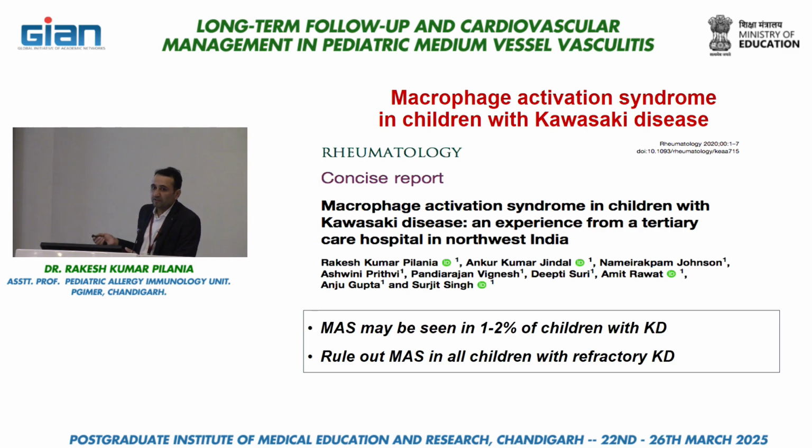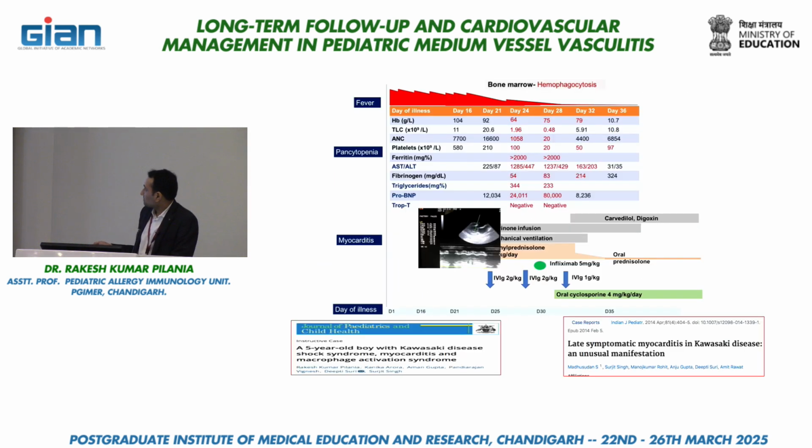Macrophage activation syndrome can be seen in around 1 to 2% of children with KD, and almost 50% of children who had macrophage activation syndrome can develop coronary artery abnormalities or cardiovascular complications. So there is a need for identification of macrophage activation syndrome. Whenever we are dealing with severe or refractory Kawasaki disease, we should suspect macrophage activation syndrome, and we should work up these children for that.